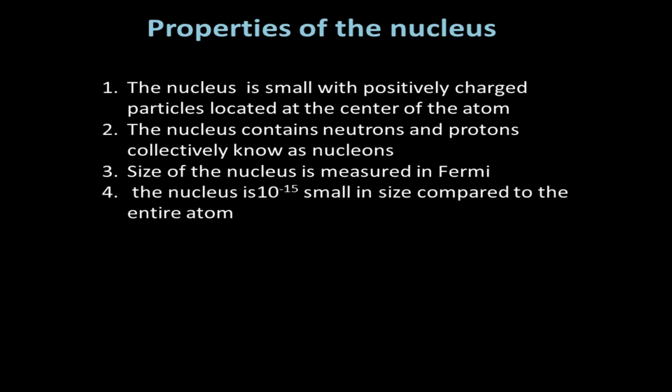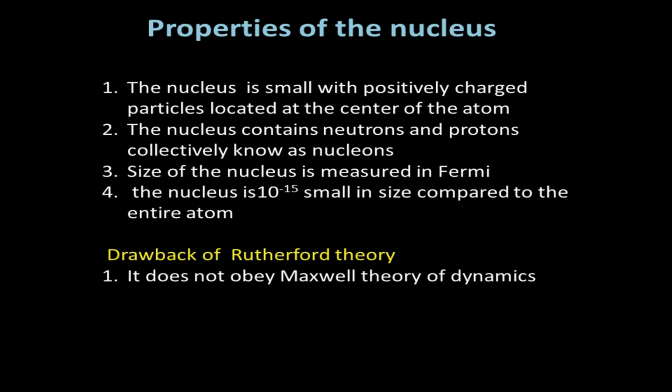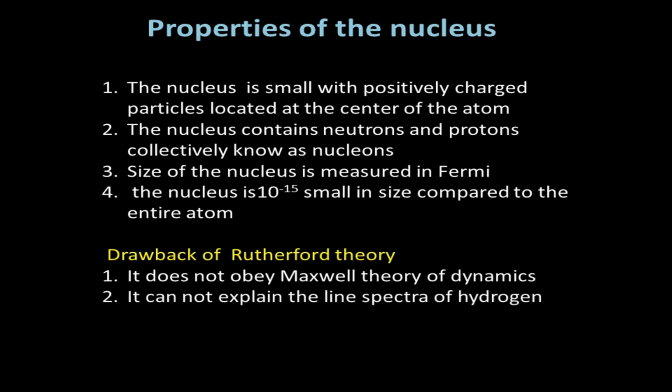The nucleus is 10 power minus 15 small in size compared to the entire atom. Drawback of Rutherford theory: it does not obey Maxwell's theory of dynamics. According to him, the electron revolves around the nucleus. So according to Maxwell's theory of dynamics, if the electron keeps revolving around the nucleus, it will get to a time that the electron will lose its energy and fall back to the nucleus, and this causes the atom not to be stable. So it cannot explain the line spectra of hydrogen.